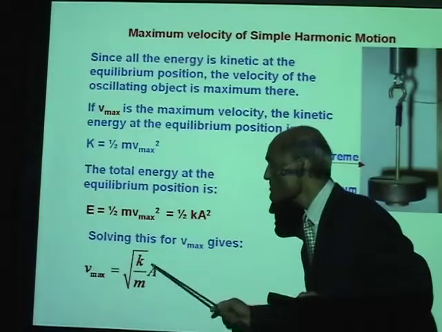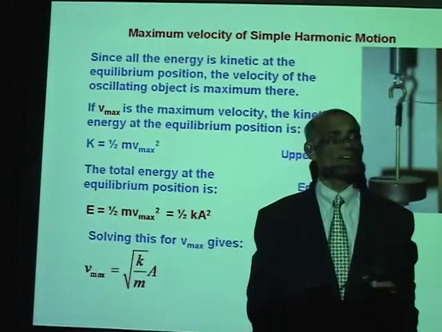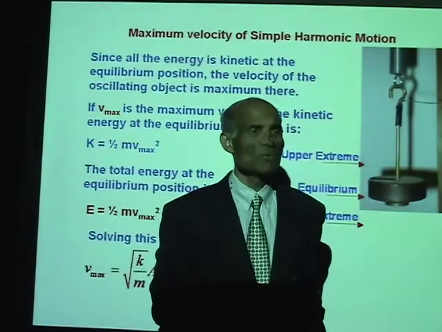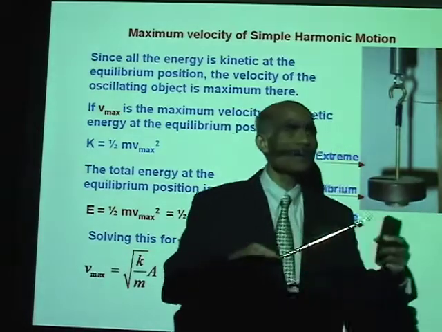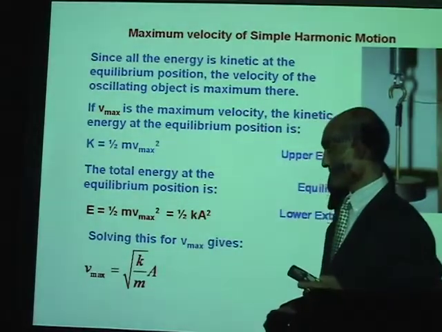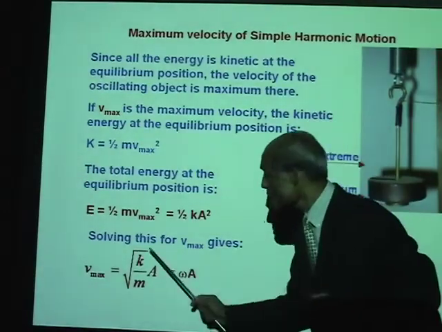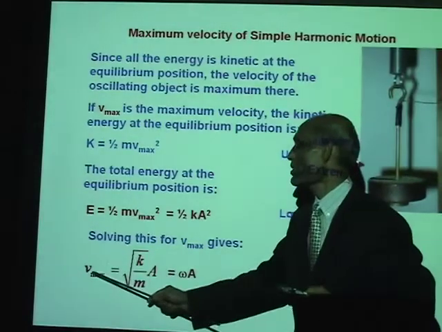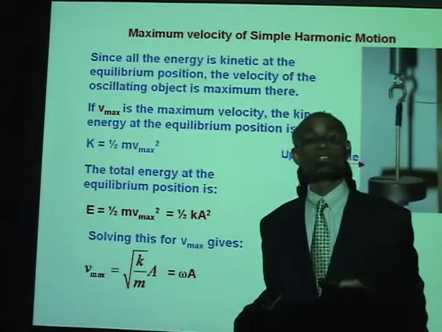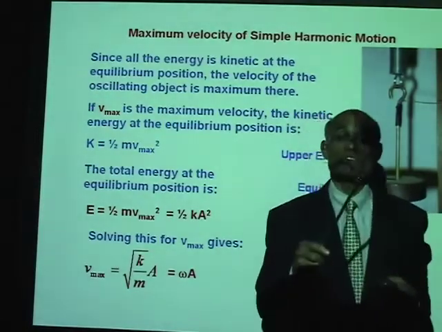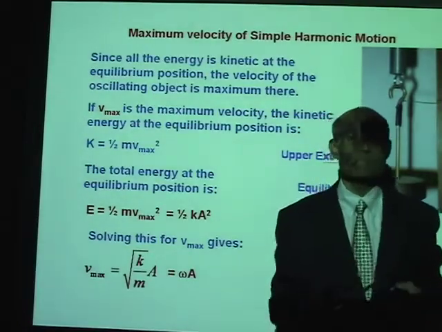Let me see if anybody remembers. What is square root k over m? In the last lesson we talked about it. Can you relate it to some other quantity that we learned before? Well, that's omega, if you remember. Omega is square root k over m, so maximum velocity is omega a. What's omega? The angular frequency, which, can you write that in terms of the period? 2 pi divided by the period.